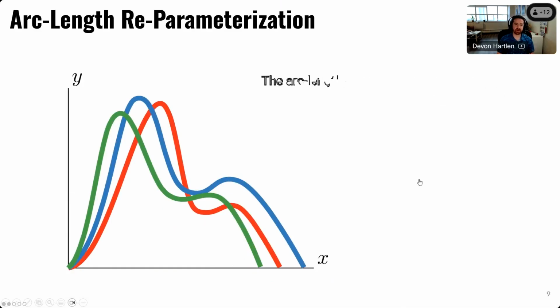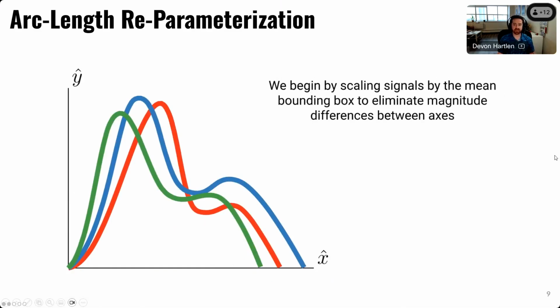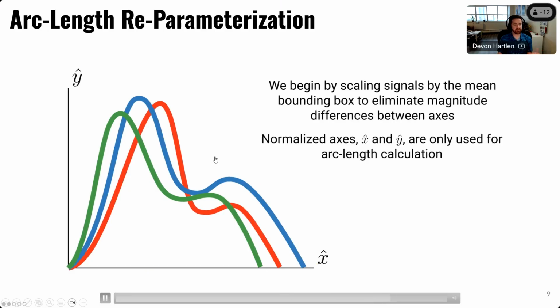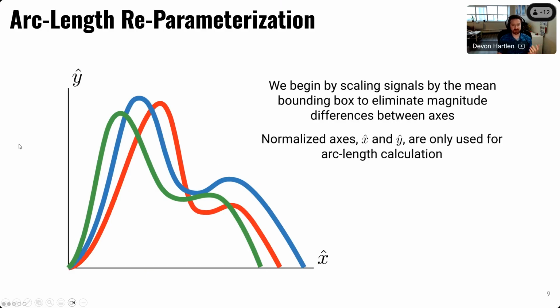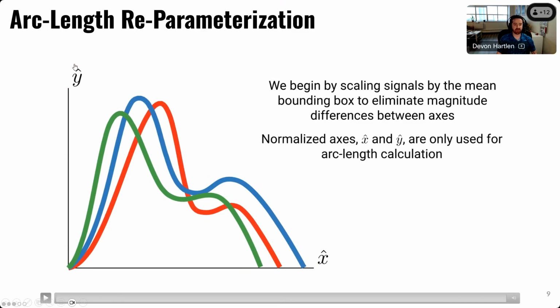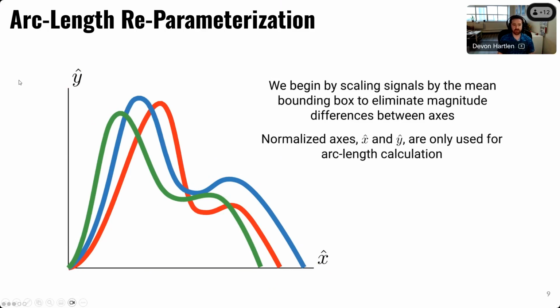The first step of the arc length reparameterization is to scale all signals by the mean bounding box to eliminate magnitude differences between the axes. This is because if my y-axis, for example, was multiple orders of magnitude bigger than my x-axis, calculating arc length would bias things towards the y-axis, and we would not actually have a shape-preserving measure. These normalized axes, x hat and y hat, are only used for the arc length calculation. They're not used for any statistical analysis that follows.